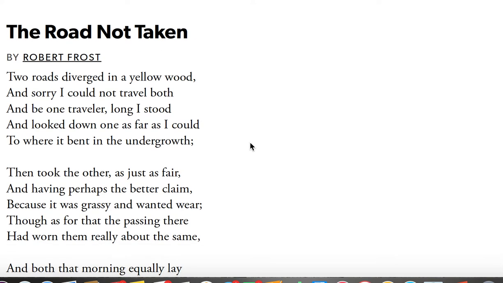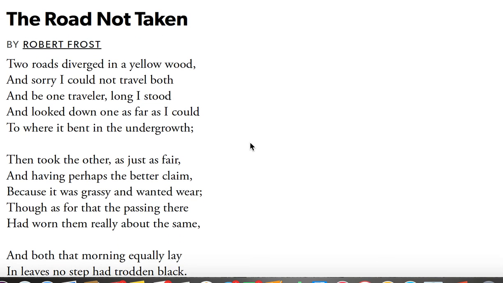Hi guys. So this is to walk you guys through four different poems, and the first is "The Road Not Taken" by Robert Frost, which is an extremely famous poem. A lot of times people read this poem as sort of this hopeful analogy about choosing different paths in life, and it is that.